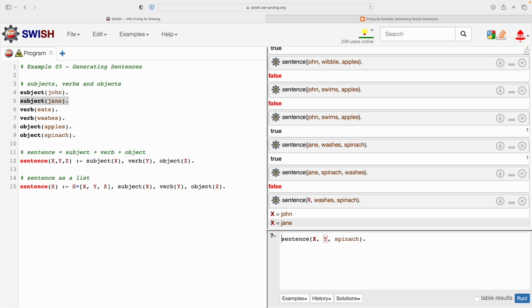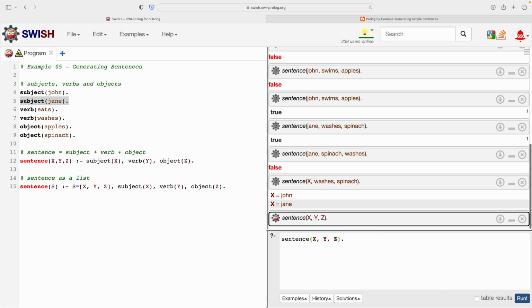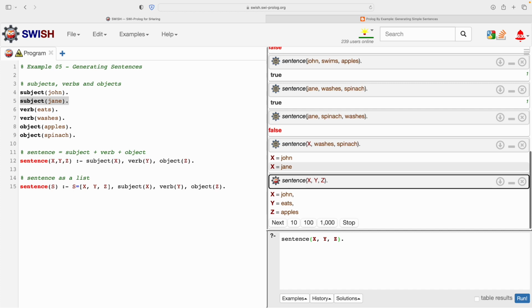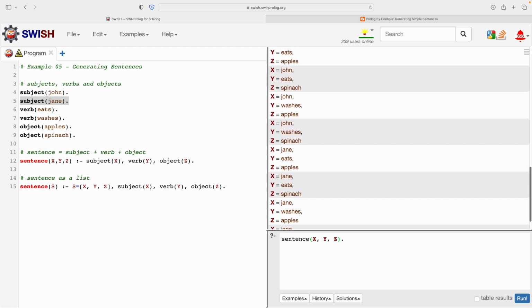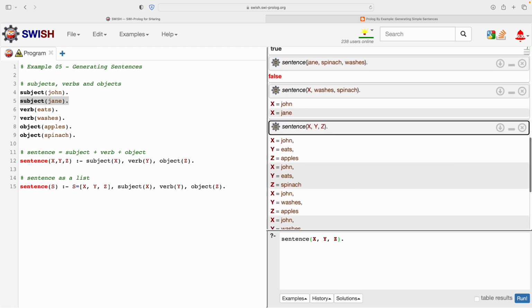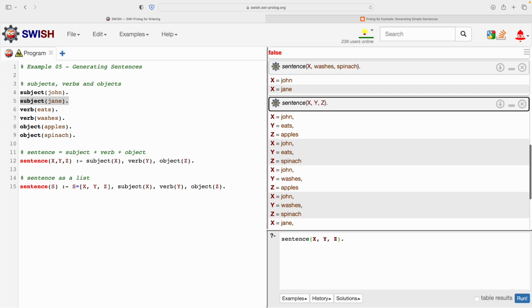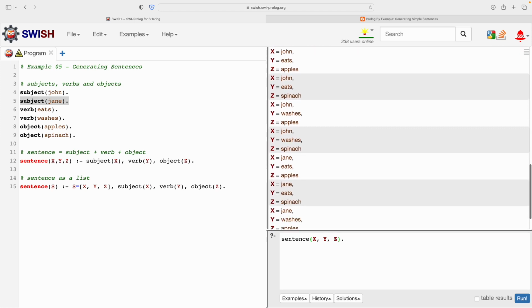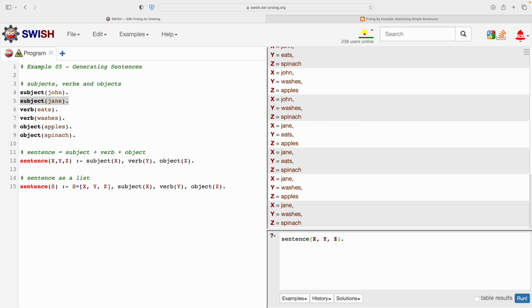And in fact we can extend it, X, Y, Z, and run those, and let's let it run through all the possible combinations. Oh, there's quite a few there. So John eats apples, John eats spinach, John washes apples, John washes spinach, Jane eats apples, Jane eats spinach, Jane washes apples, Jane washes spinach. So all the combinations of those words that form a proper sentence, it's found all of them. So that's quite nice, isn't it? So let's take a pause here.